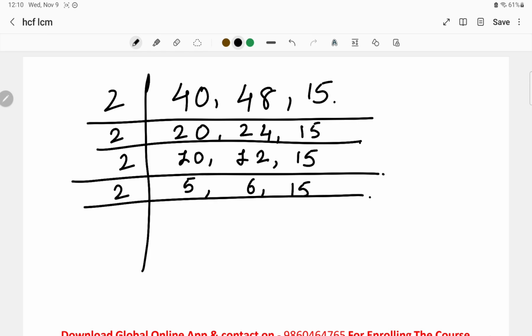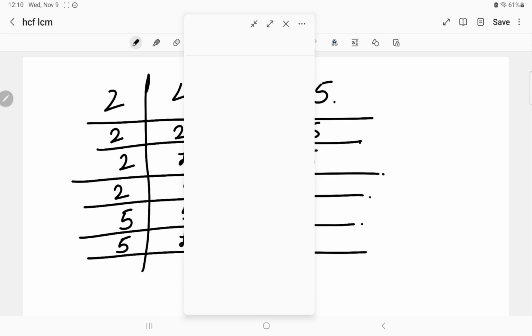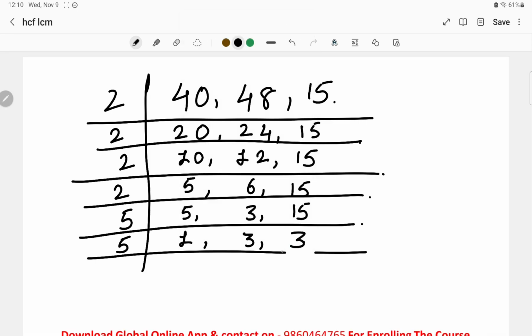So again, if I am taking 2 over here, this remains same, right? So I'll use here 5. 5 1s are 5, 5 3s are 15. So here I'll take 3, right? So what will be the answer? 1 1 1. Whenever we are taking LCM, we have to divide these numbers until we get the 1, as I have told you.